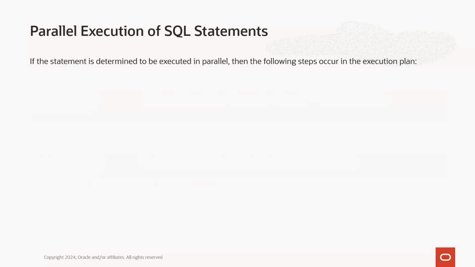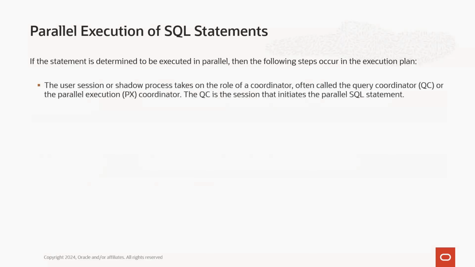So what happens when a query is determined to be executed in parallel? What things will happen? We can see the following steps. The user session or shadow process takes the role of coordinator. Whatever session triggers the parallel query will act as the query coordinator, and it will be called the QC, as we saw in the earlier slide. So the QC session is the one that initiates the parallel statement.